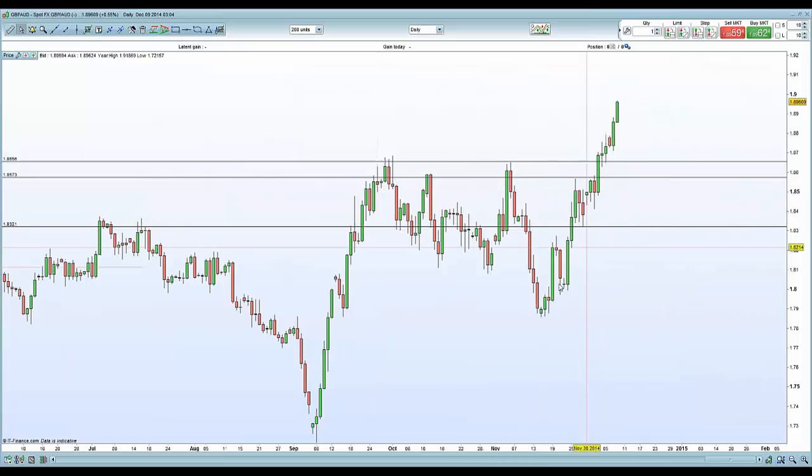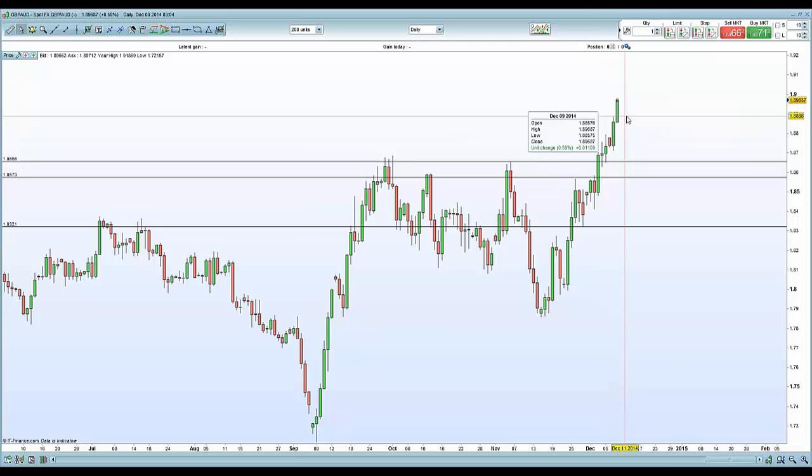Look at the way the market moves. Notice when it broke 186, you notice how it came back to test. This little candle here came back to test 186 before it just shoots up again. So it is very bullish at the moment.